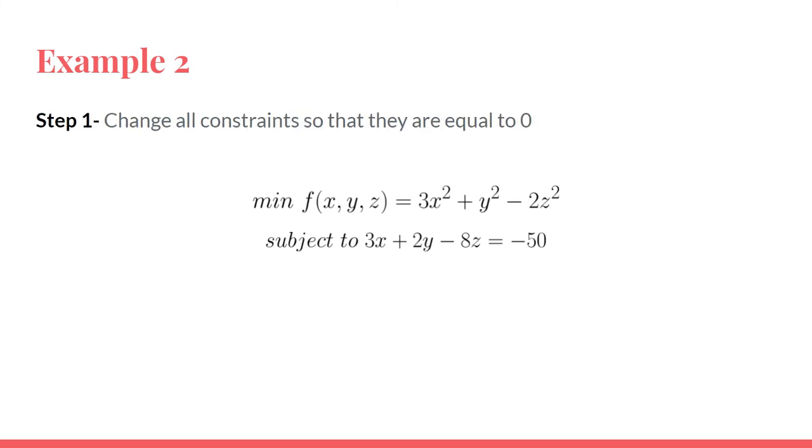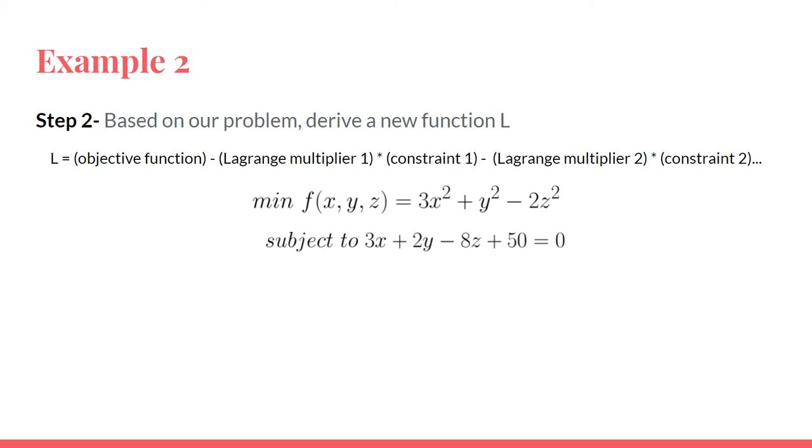So on step 1, we will change all of our constraints so that they're equal to 0. By doing this, we have the new constraint that says that 3x plus 2y minus 8z plus 50 is equal to 0. On step 2, based on this problem, we will derive a new function L. This new function L is given by 3x squared plus y squared minus 2z squared from our objective function minus alpha 1 times 3x plus 2y minus 8z plus 50 from our constraint.